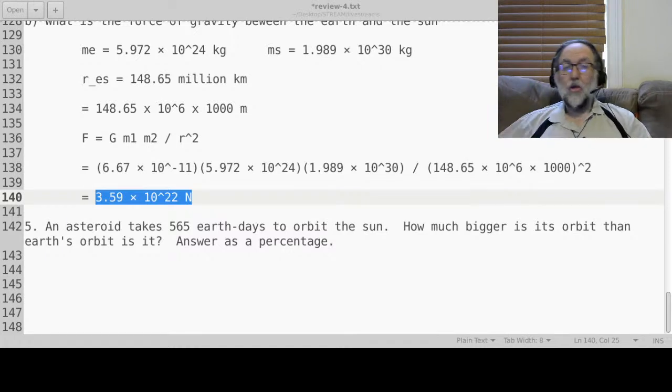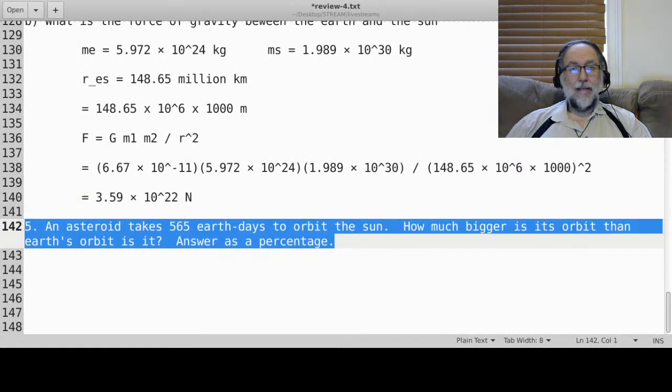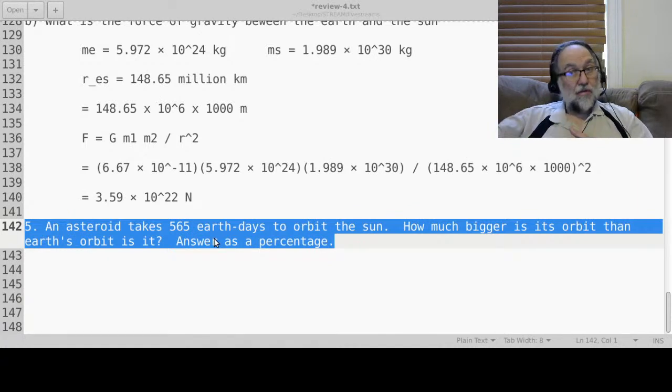So let's take a look at question number 5, because it's actually a Kepler's third law problem. It says an asteroid takes 565 Earth days to go around the Sun. How long does it take the Earth to go around the Sun? Well, 365. But this asteroid takes 565. It's a bit further from the Sun than the Earth, but we want to find out how much.